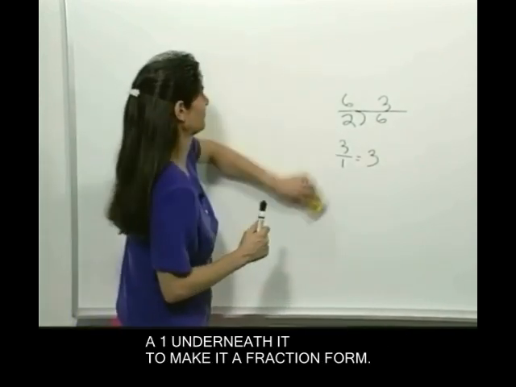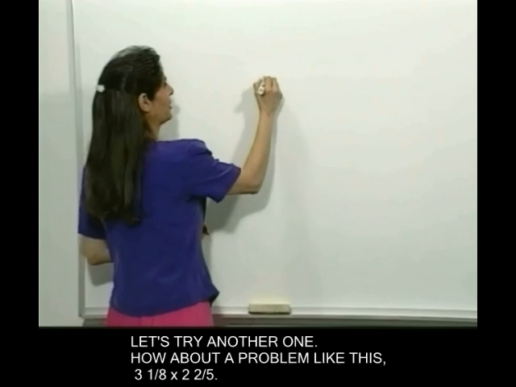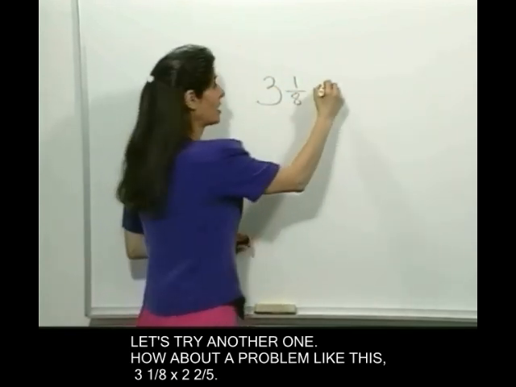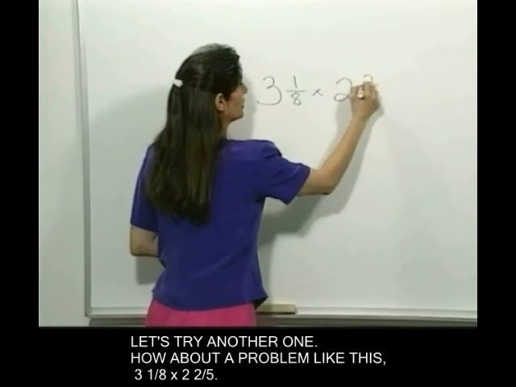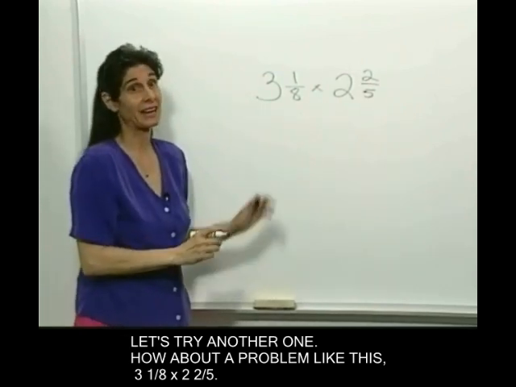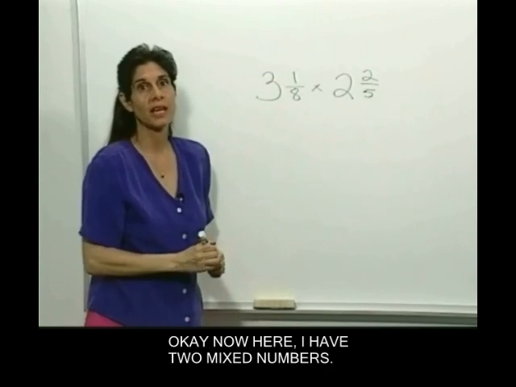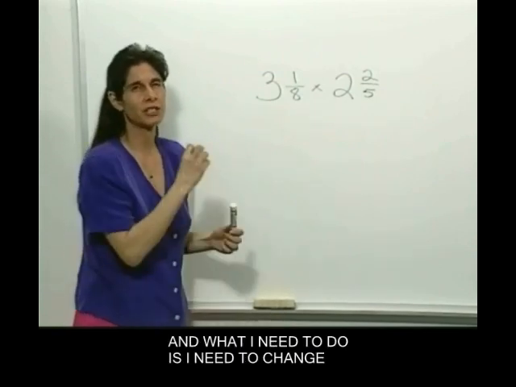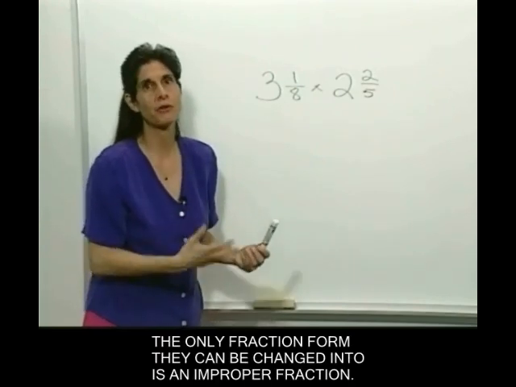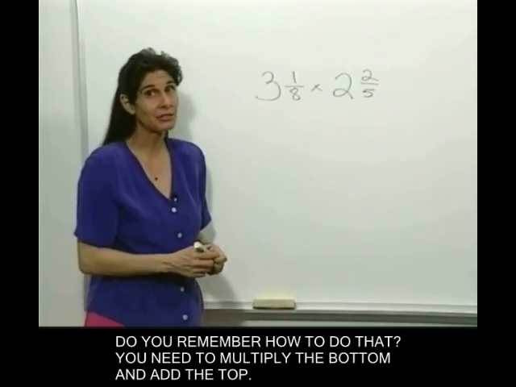Let's try another one. How about a problem like this? 3 1/8 times 2 2/5. Okay, now here I have 2 mixed numbers. And what I need to do is change these mixed numbers into a fraction form. And the only fraction form they can be changed into is an improper fraction. Do you remember how to do that?